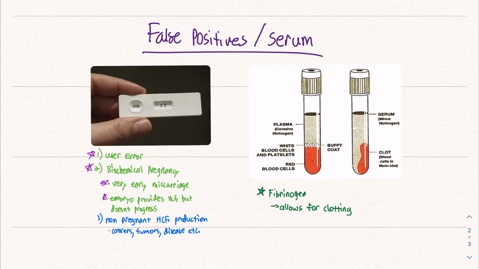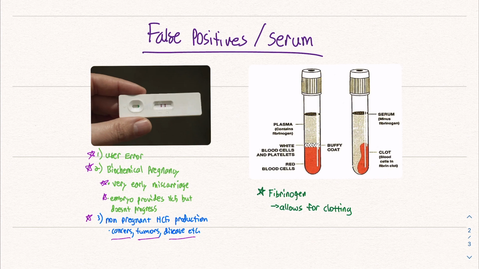I'm assuming there are a lot of factors here. I really didn't get into the details of this, but I wanted to mention it because I thought it was very interesting. Now, HCG can be released without someone being pregnant. This could be caused from cancers, tumors, diseases, all sorts of other things.